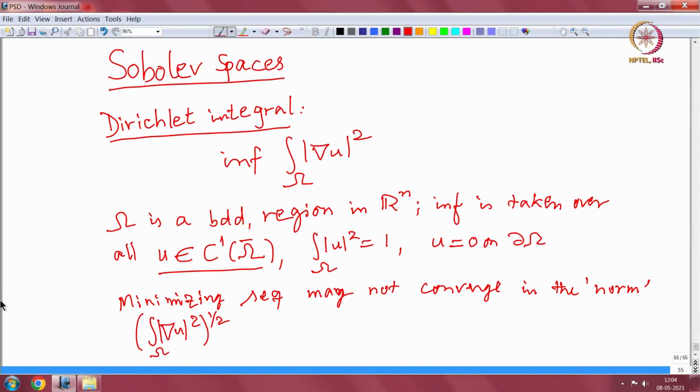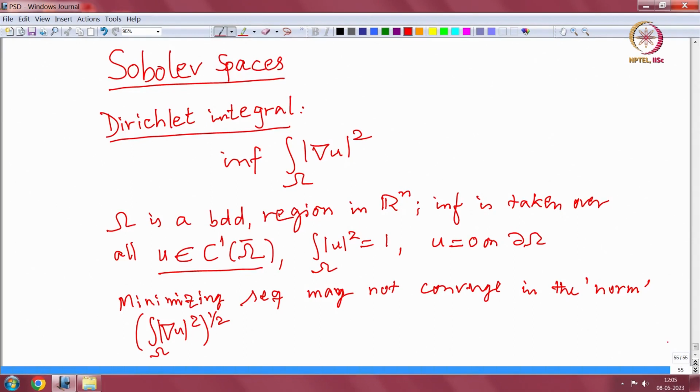In analogy with that, Sobolev spaces can be thought of as the completion of this space with certain integral norms. We will eventually come to that point. Probably you will see an answer to this infimum of the Dirichlet integral in the second part of the course, but here is a simple thing you can do.